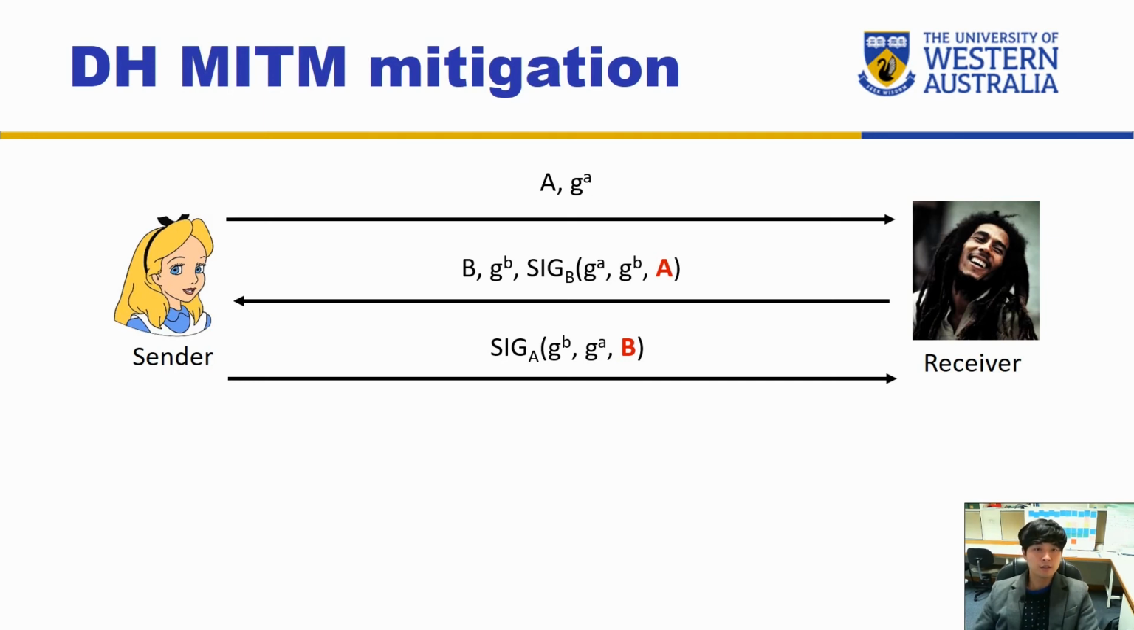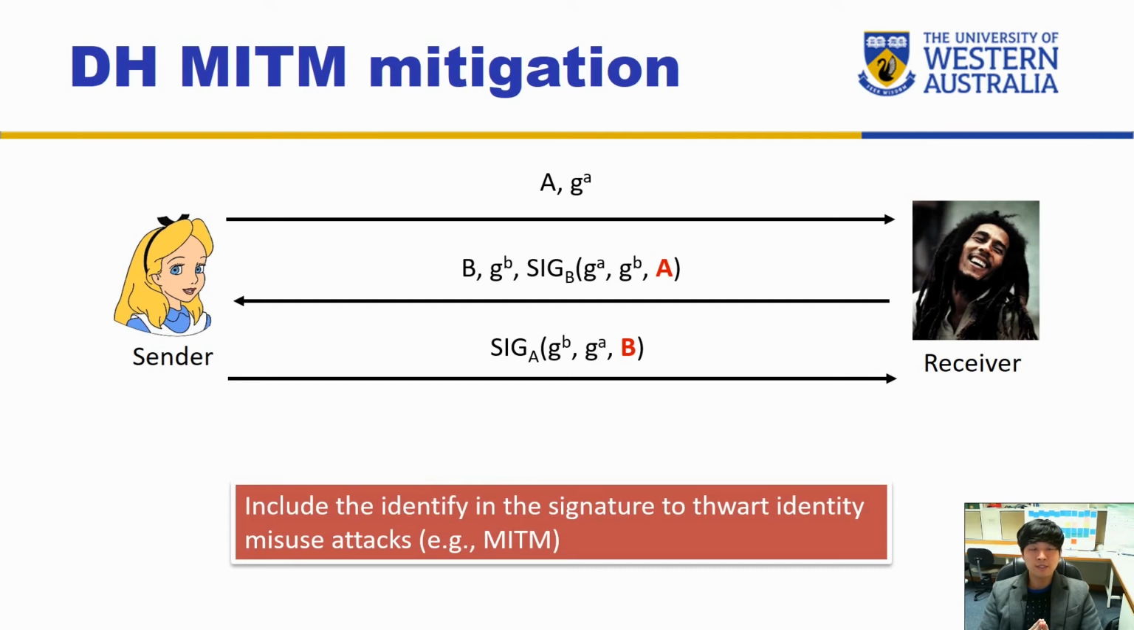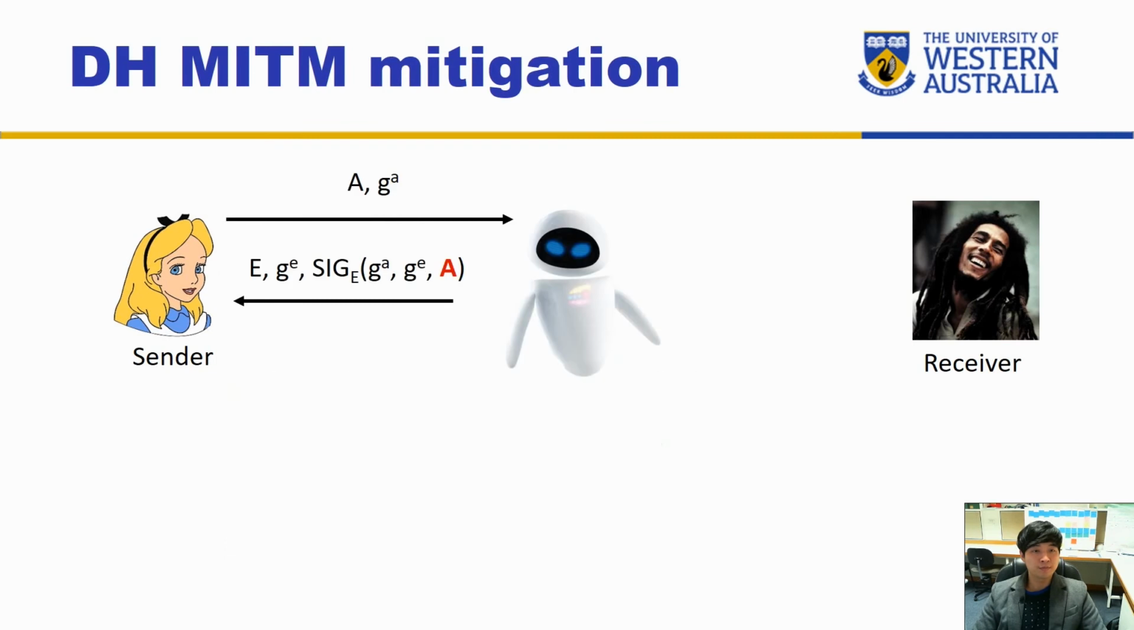Okay. So this includes the identity in the signature to thwart identity misuse attacks such as the man-in-the-middle. Let's have a look at an example. Eve can intercept Alice's message and try to send Eve's own details by sending Eve's identity, g to the power of e, and trying to sign using Eve's signature, g a, g e, and a.